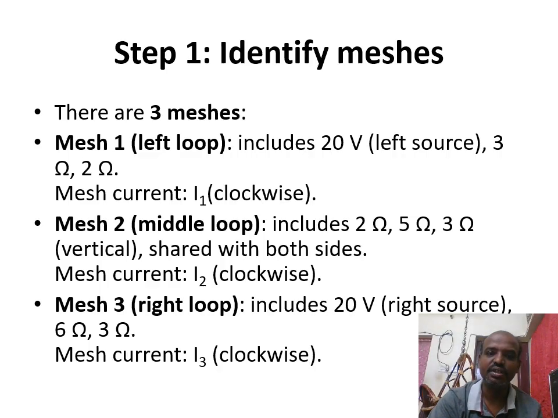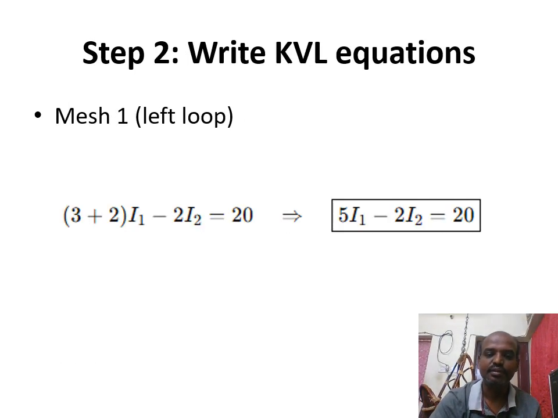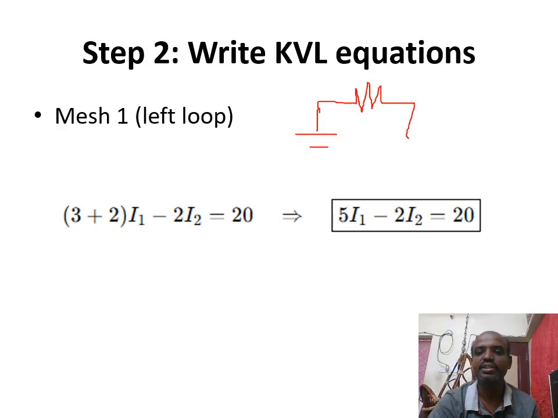The first left side loop includes the 20 volt power supply, 3 ohm and 2 ohm. The current is assumed as I1, which we already discussed in the previous slide. So in the first loop we have only a 20 volt source, and we have one resistor, and one more resistor.